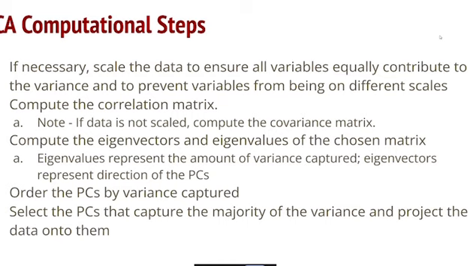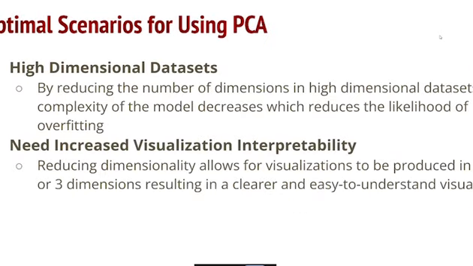After that, you would compute the eigenvectors and eigenvalues of the chosen matrix, where the eigenvalues represent the amount of variance captured and the vectors represent the direction of the principal components, which is also very important. You order the PCs, and then you select the ones that capture the majority of the variance and project the data onto them.